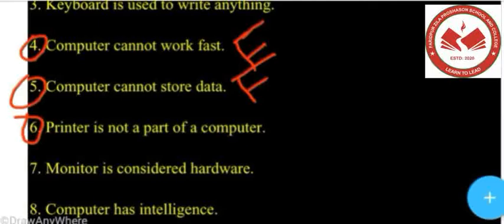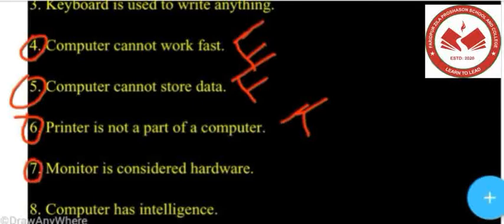This is actually a true statement because we know that printer is not actually a part of computer. It is just attached to computer to print any kind of written document. So from this point of view, we can say that printer is not a part of computer.